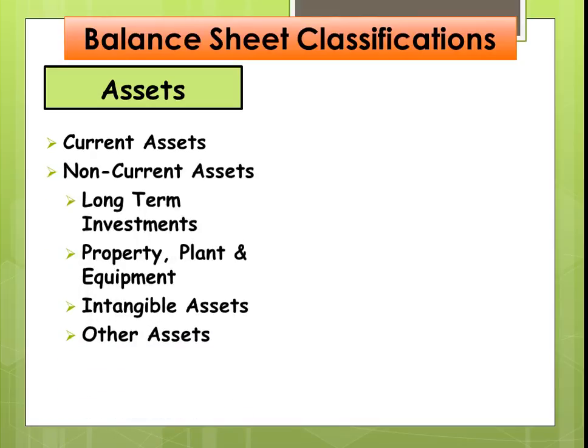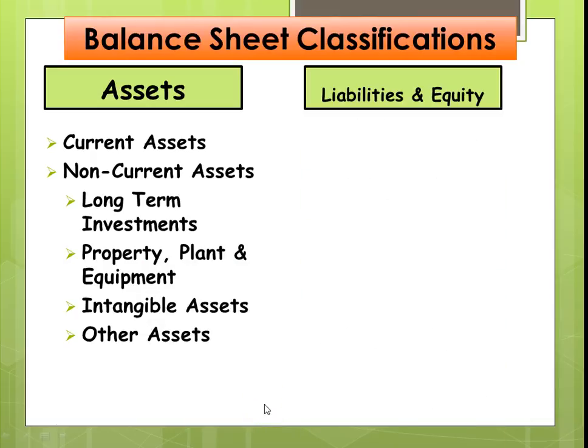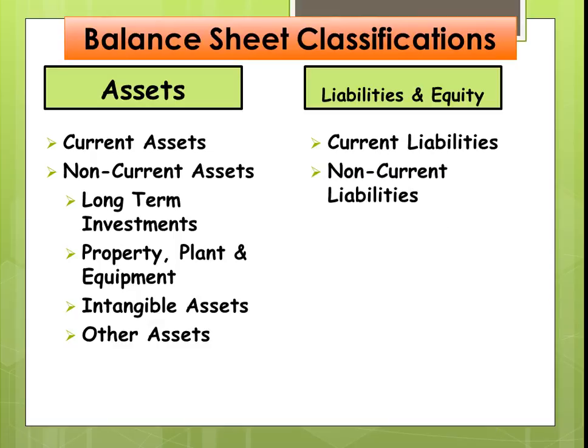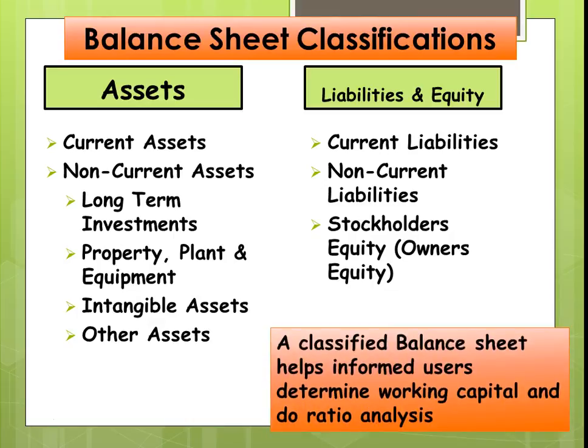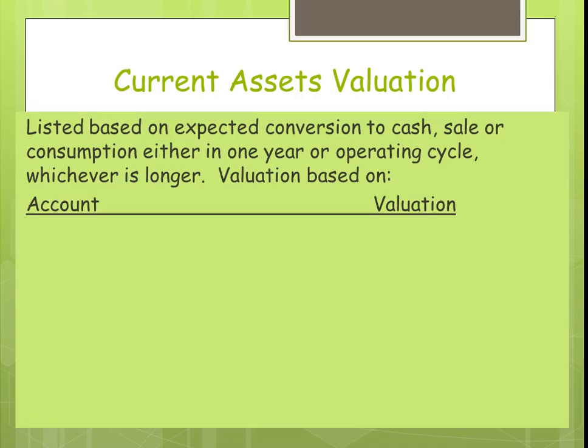Now, balance sheet classifications. Because we do ratio analysis, we have to break it down between current and non-current. So for assets, we have current assets converted to cash within 1 year or the operating cycle. And then we'd have non-current, and we'd break that down between investments, PP&E, intangible, and other. Liability and equity is a little easier. We would have current liabilities, non-current liabilities, and stockholders' equity if we're a corporation, and owner's equity if we're a sole proprietorship. A classified balance sheet helps informed users determine working capital and do ratio analysis.